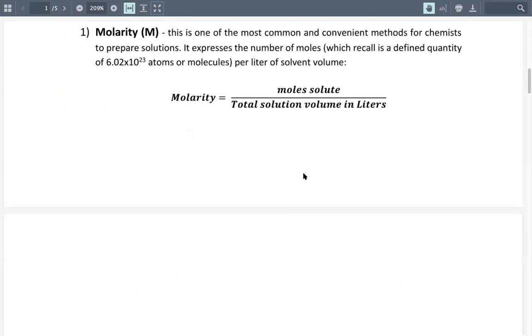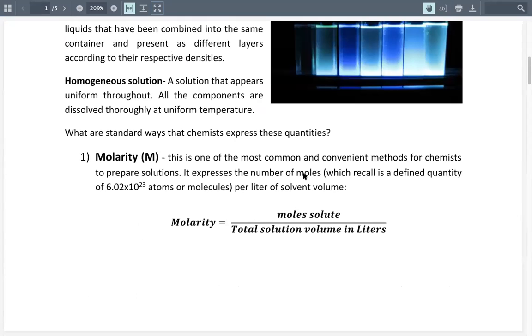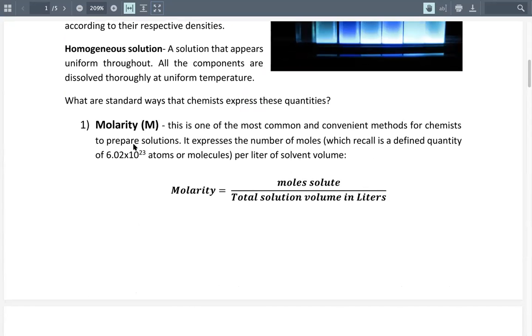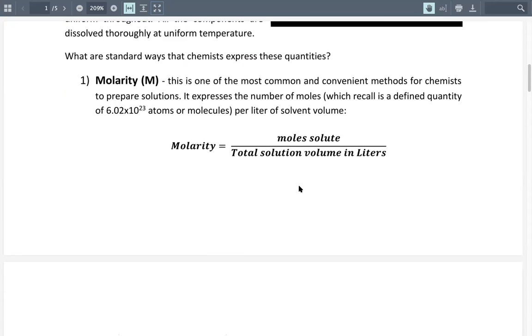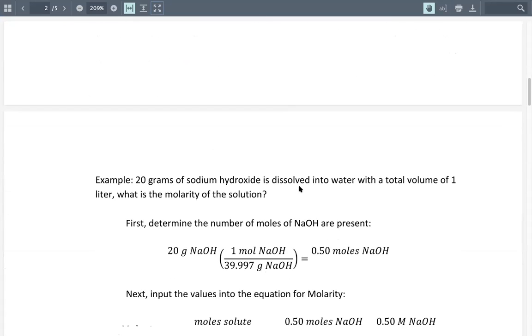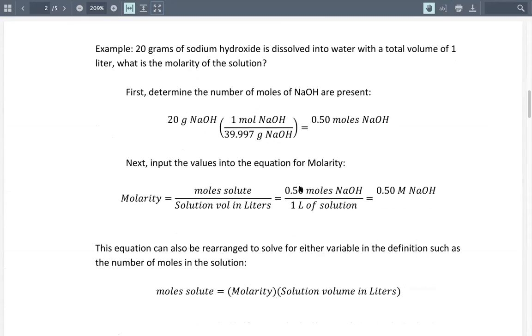Okay, so now we're back to this molarity. This is what we use to prepare solutions and then figure out the different concentrations. A certain molarity will tell you the concentration. We use the moles of solute over the total solution volume in liters. And let's look at an example here.